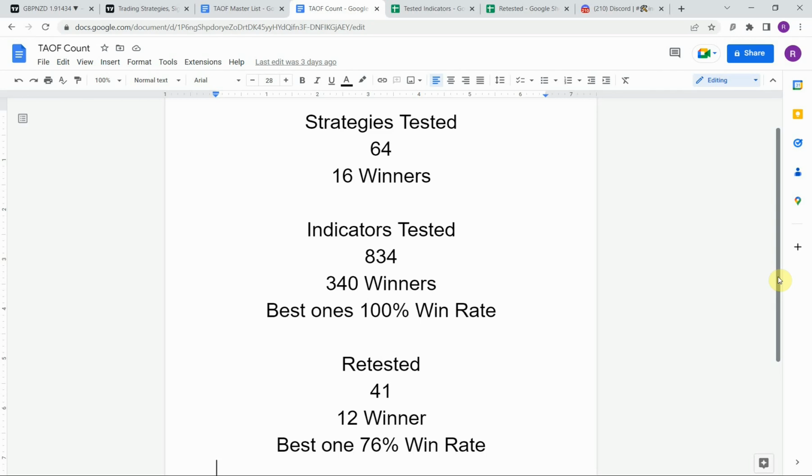Now you need to go back and watch those videos to understand the context of how they were able to achieve that. So go back and watch those videos and see what you can get out of those winning indicators. We've also retested in the advanced testing 41 of the winning indicators. 12 of them have been able to maintain the winning status, the best one a 76% win rate. Keep in mind that we test most of the strategies and indicators on the Forex and crypto market, but they can be applied to just about any market and time frame universally.